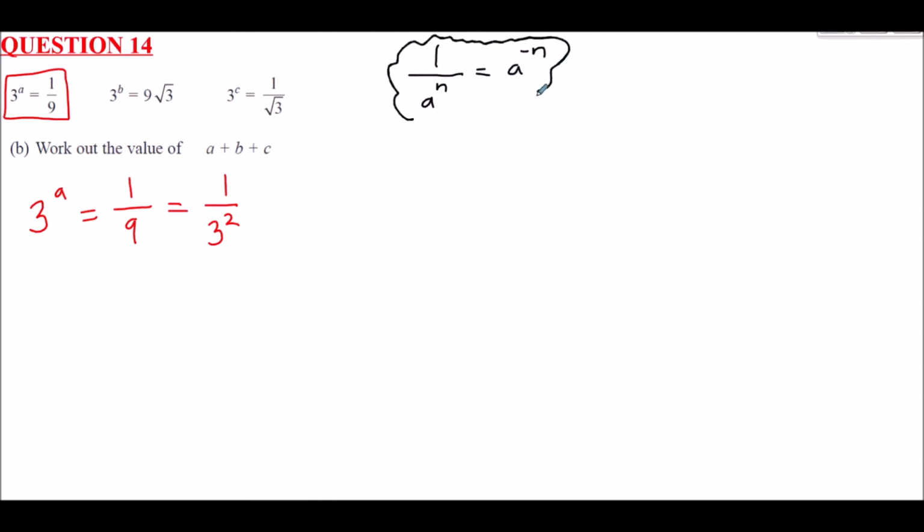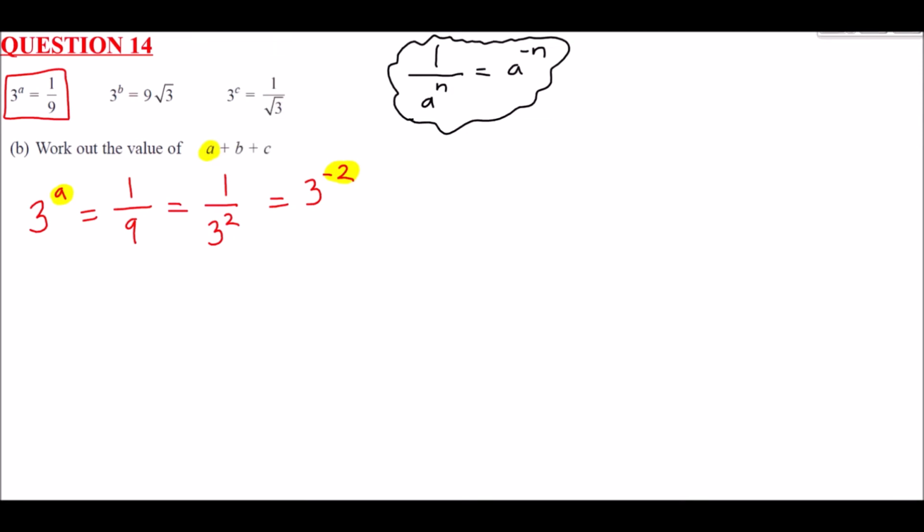So 1 over something to a certain power is the same as that something to that power made minus. So over here, because we've got 1 over 3 squared, our a is like 3. It's to the power 2, so in this case n is 2. So minus n will be minus 2. In other words, 1 over 3 squared is the same as 3 to the power of minus 2. So we can therefore hopefully see that because 3 to the a is the same as 3 to the power minus 2, the base value is the same, 3 equals 3, therefore a has to equal negative 2. So we can note that down straight away.